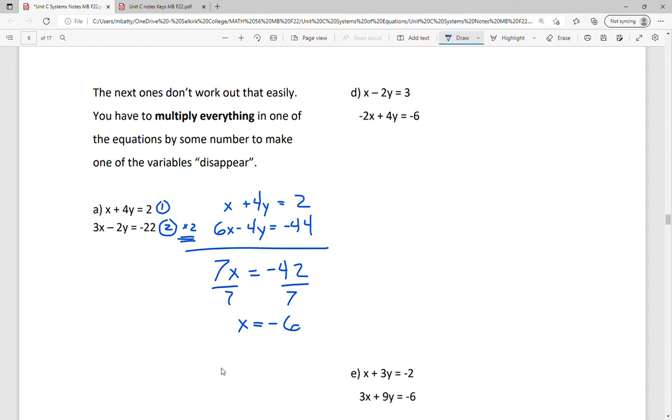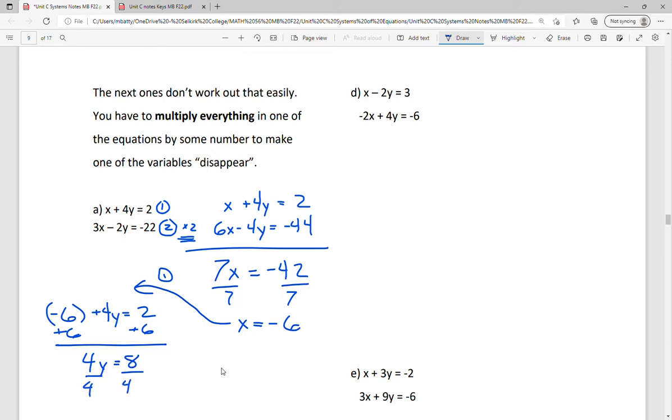I can take that and sub it into any equation I want. I'm going to go back to equation 1 with this one. So I'd have negative 6 plus 4y equaling 2. I'm going to add 6 to both sides. I get 4y equaling 8. Divide by 4, divide by 4. I get that y equals 2. And again, pulling it all together, giving the solution, because it's a consistent system, as an ordered pair, I get negative 6 and 2.